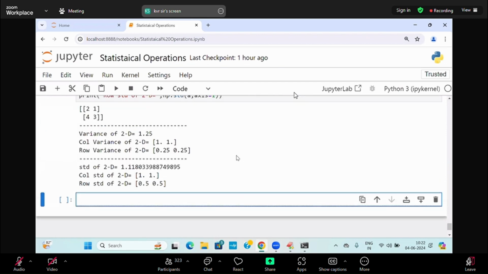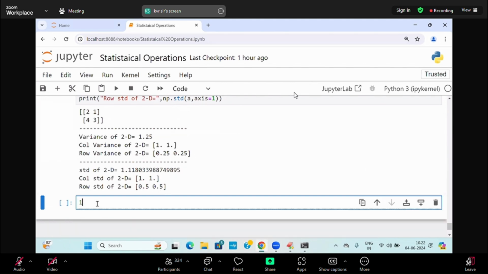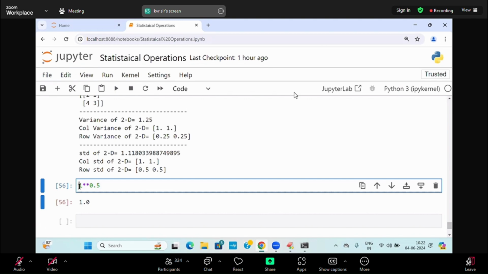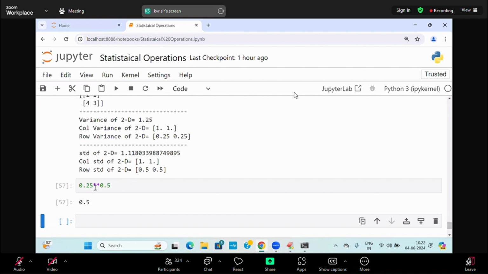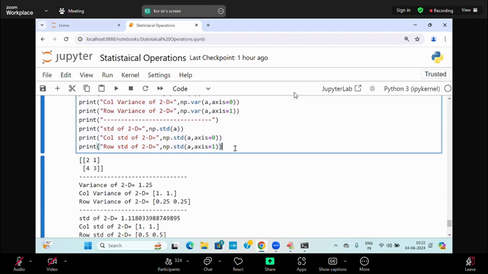Everything is readily available. As I said to you, the square root of 1.25 is this, and the square root of 1 is also going to be like this. The square root of 0.25 is what? 0.5. The square root of 1 is 1.0 only, and the square root of 0.25 is 0.5. I hope you are understanding the meaning of the standard deviation formula. Are you following?